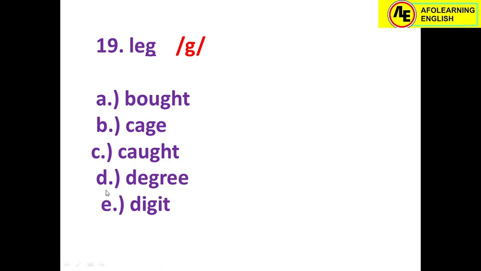Number 19, leg. The g sound. The correct answer is degree. Sometimes students pronounce the letter G as j. Though that is correct, it can also be pronounced as g, and in most cases the sound is g. The most important thing for learners and students is to pronounce each of the words before choosing your answer. This is not pronounced as digit, it is pronounced as digits. So the correct answer is degree, because it contains the sound g.